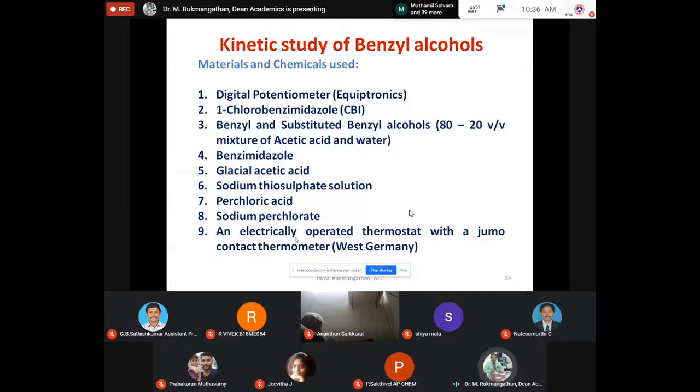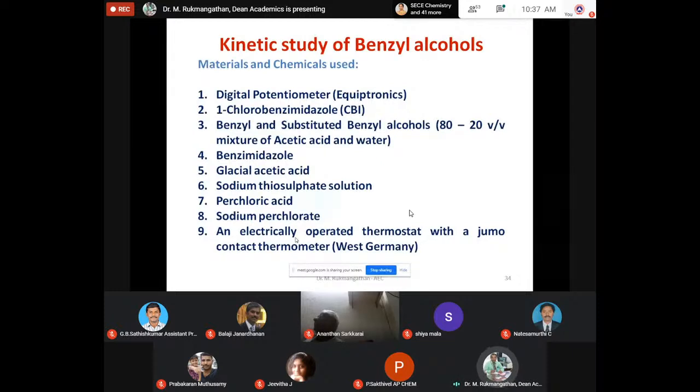So, kinetic study of benzyl alcohols. With the help of 1-chlorobenzimidazole, we carried out our research work with the benzyl alcohols. Of course, we carried out a lot of research works with the CBI, 1-chlorobenzimidazole, against a larger number of substrates. Here I am going to present the kinetic study of benzyl alcohols only, because while you are writing the thesis or project reports, after carrying out the chemical kinetic study with the help of any N-halo compounds, what are the points, what are the subheadings that we are going to use on writing the thesis, the things that we are going to discuss, for that purpose only I am going to use this benzyl alcohol study as an example.